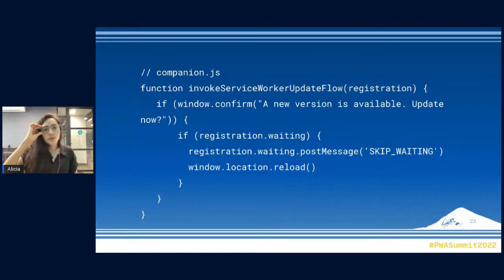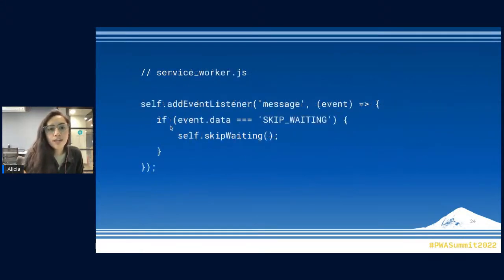In order to do this, we implemented this function in our companion that prompts the user with a confirmation for updating the application. And if the user accepts the new version, then we will send this message to the service worker, this escape waiting message. On the other side, in the service worker, we add an event listener for this particular message that will tell the old service worker to allow the new service worker to take over without necessarily waiting for these default requirements to be met.